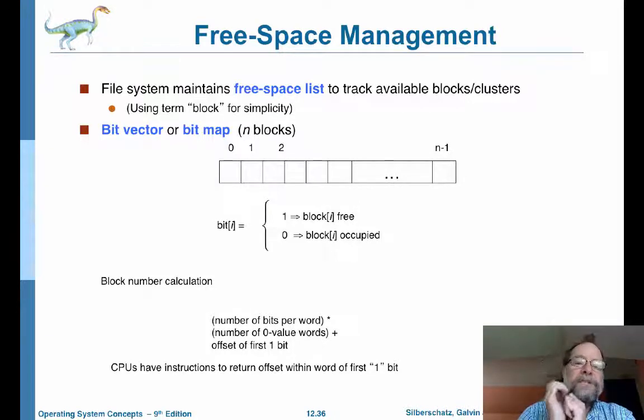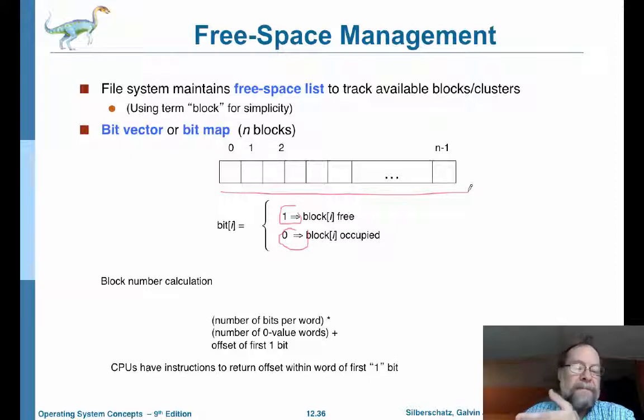We have a single bit that represents each of the blocks on a drive, and we set the corresponding bit for that block to be 1 if that block is free and 0 if that block is occupied. So if you had n blocks on a hard drive, then you'd need a bit vector of n bits.